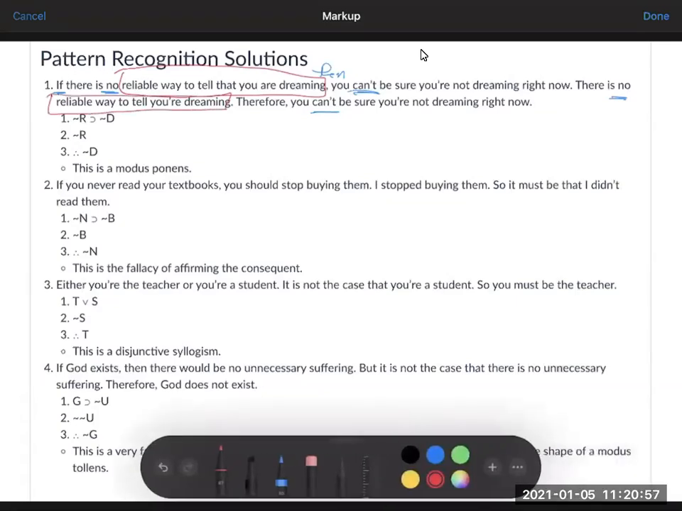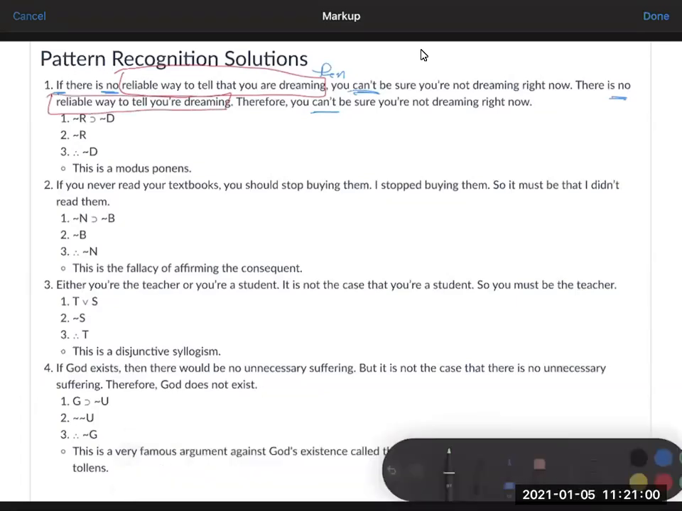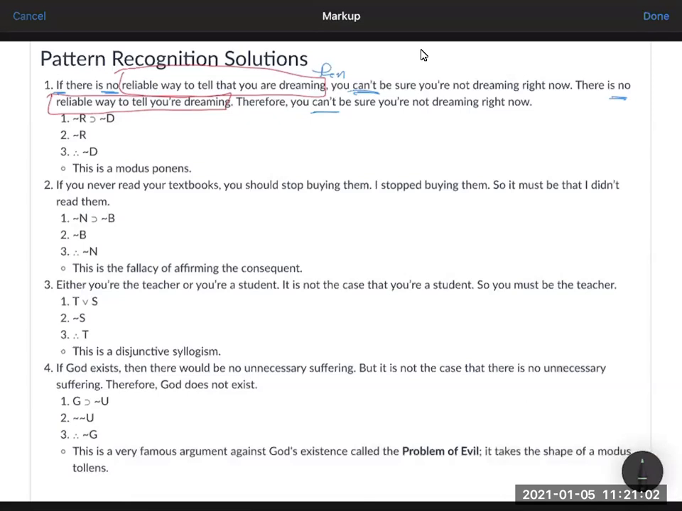And let me use a different color here for the other one. Sure, you're not dreaming right now. Sure, you're not dreaming right now. So once you've isolated the propositions that you're talking about and isolated the logical indicator words, then you can really begin to translate.